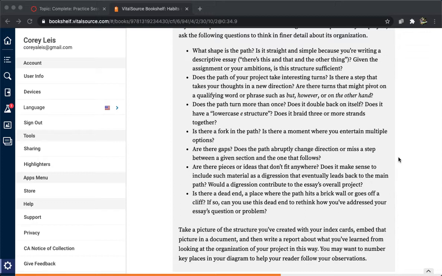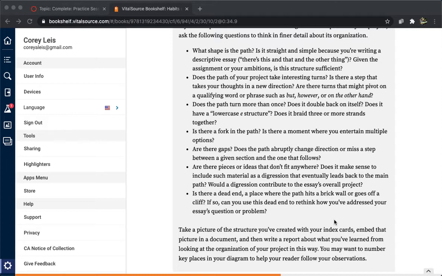It means that it helped their thinking evolve, right? All that behind the scenes work is just as, if not more important than what actually makes it on the page. Is there a dead end, a place where the path hits a brick wall or goes off a cliff? If so, can you use this dead end to rethink how you've addressed your essay's question or problem?